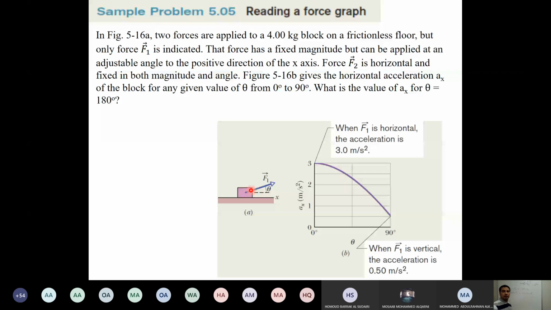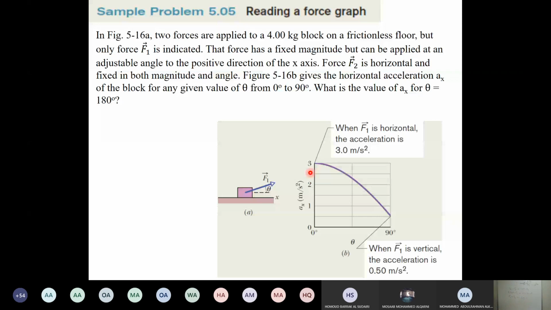From the graph, let's take the extreme cases. When the angle is 0, the acceleration is 3 meters per second squared. So angle 0, cosine 0 is 1, right? Cosine 0 is 1. So F1 plus F2 equals mass times the acceleration, and this is 3, and the mass is 4. So in total, we are getting 4 times 3, it is 12 Newton.